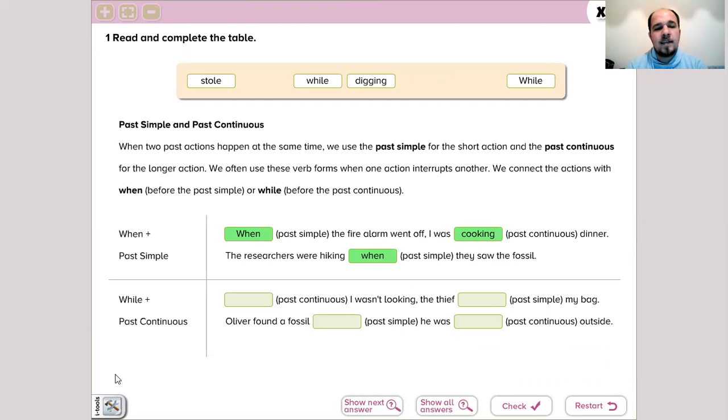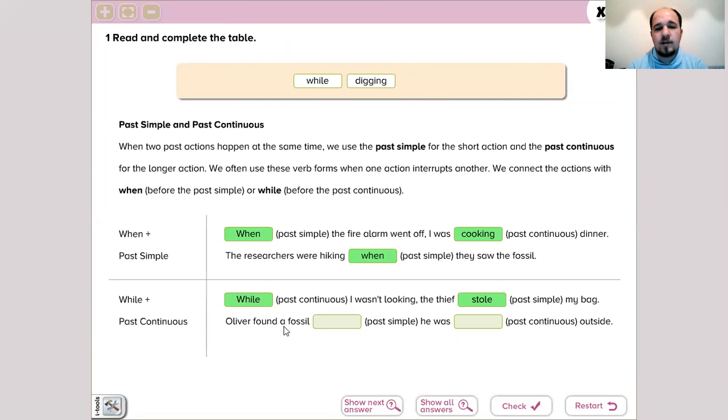Yeah, let's go. And here there are the examples of while plus past continuous. The sentence starts with past continuous, so we should use, just as we have this clue here, with while. We should start the sentence with while. While I wasn't looking, the thief is a person who steals others' belongings, other people's things. So steal, and it's an irregular verb. The past form of it is stole. The thief stole my bag.